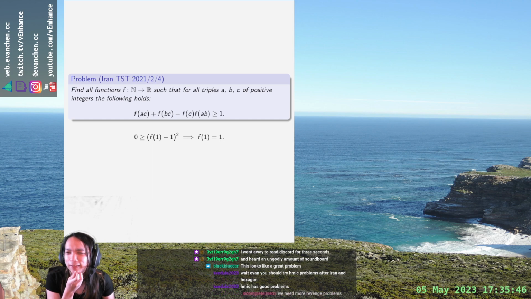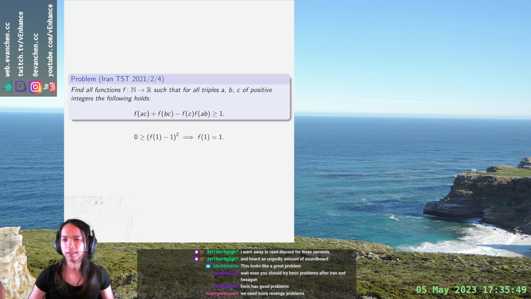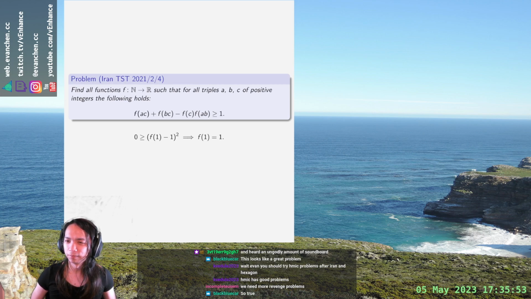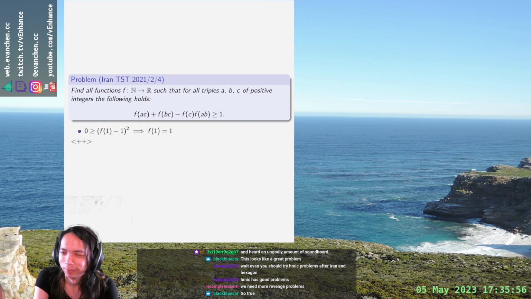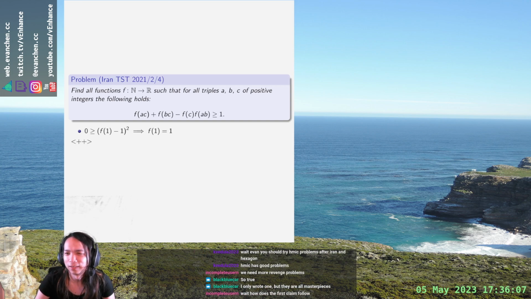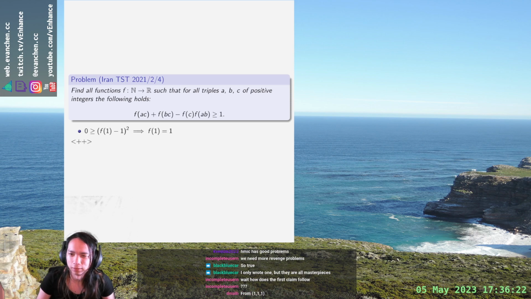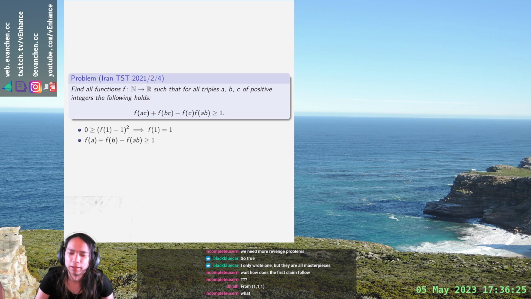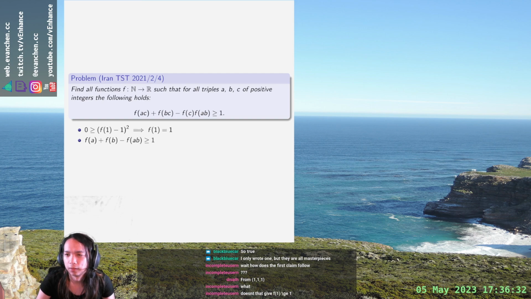I guess I should plug in c equals 1, probably. I should probably get both c equals 1 and a, b equals 1. One of them gives something that looks suspiciously like a factoring of the ab thing, and the other one gives f(2) f(c). Well, one of them just gives f(c) is at least 1.